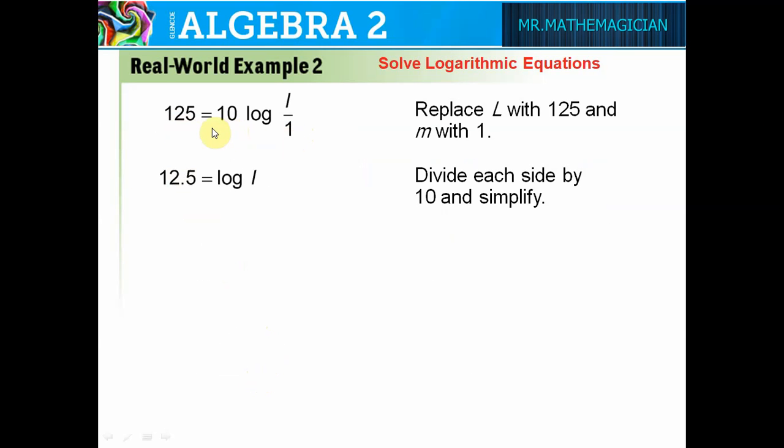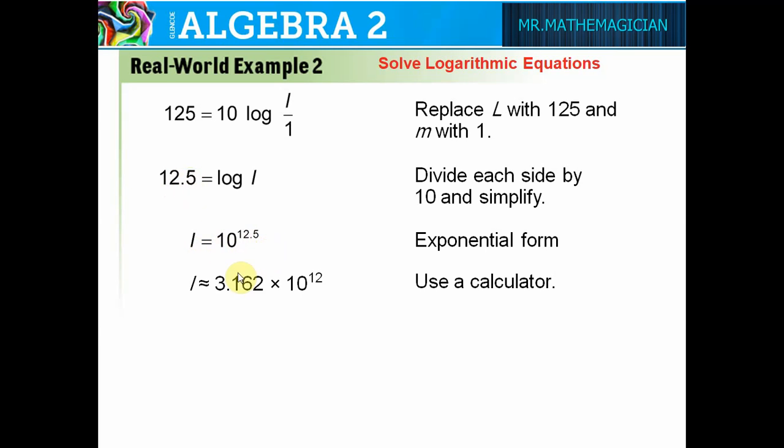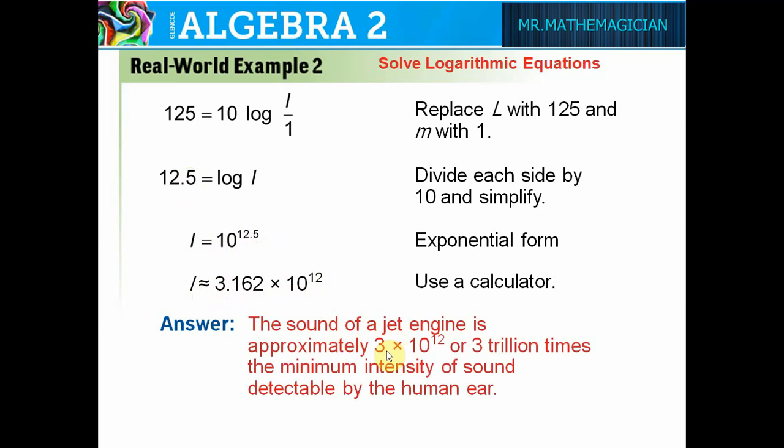Now we can divide by 10 for both sides, so it will be 12.5 equals log I. Now change into exponential, knowing that here is 10, so the base is 10 and the power is 12.5, so I equals 10 to the power of 12.5. Use your calculator and you will find it about 3.162 times 10 to the power of 12. Wow, this is very loud. It's about 3 times 10 to the power of 12, or 3 trillion times the minimum intensity of sound detectable by the human ear.